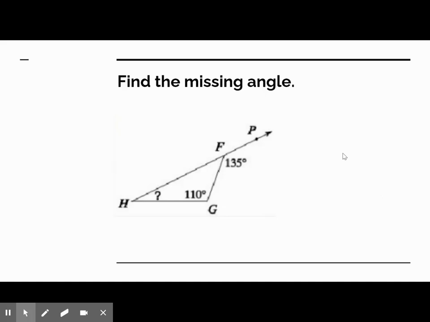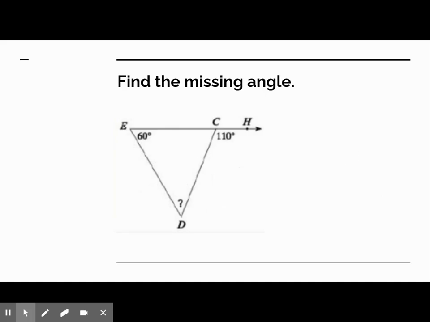Alright, here's your next one. Find that missing angle. That is correct, 50 degrees. Again, these two add up to give you that one. So then you just do this minus this to find that missing angle. Or you could also do 180 minus 110 is 70. So this angle is 70. 60 plus 70 is 130. And then subtract that from 180, you get 50. Okay, so there's a couple different ways you can go about it.